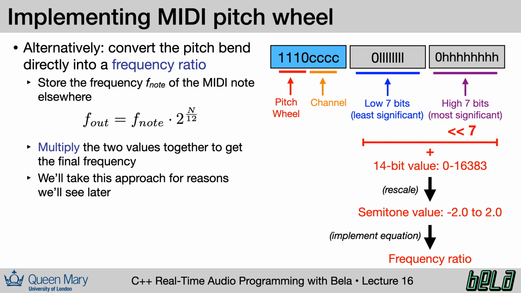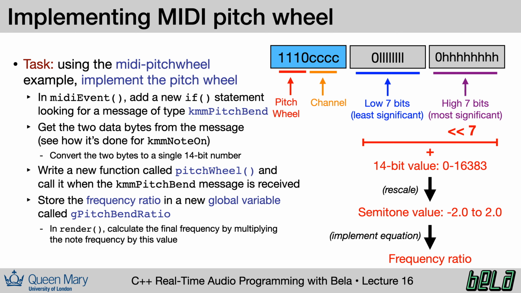These two approaches are exactly the same except for the format of what kinds of numbers we store. In the first version, we stored the MIDI note number as an integer and the pitch bend in semitones, and then we calculated the frequency once using their sum. In the second version, we instead store the frequency of the note in hertz and the ratio of the frequency from the pitch wheel, and then we multiply them together when we set the frequency of our oscillator. In today's examples, we'll use the latter approach because it becomes more simple for reasons we'll see later on. This brings us to our first task.